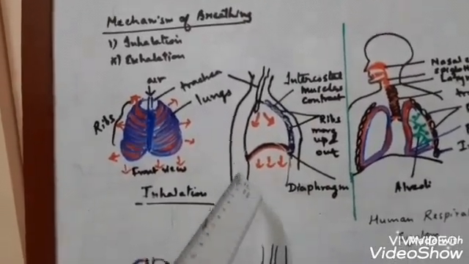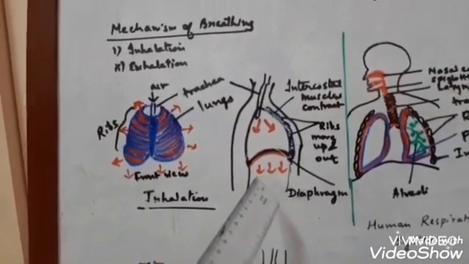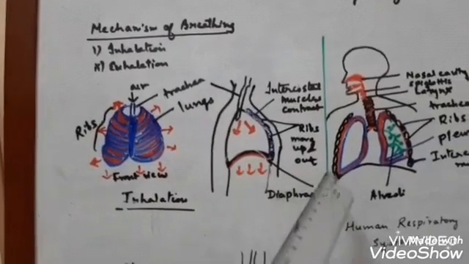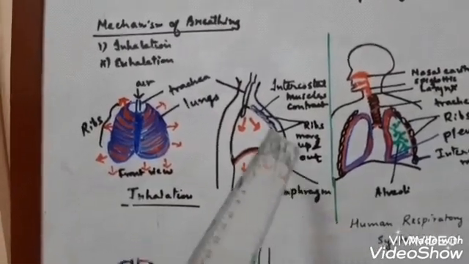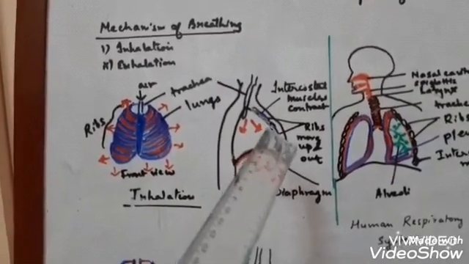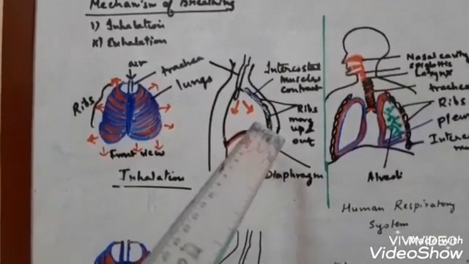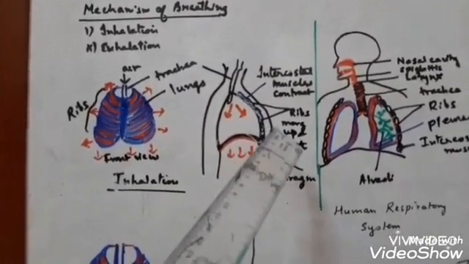Due to the contraction of the external intercostal muscle, it will result in the movement of the ribs in the forward direction. Clear? So there is a contraction of the external intercostal muscle. Now here I will tell you that intercostal muscles are of two types: internal intercostal muscle and external intercostal muscle.